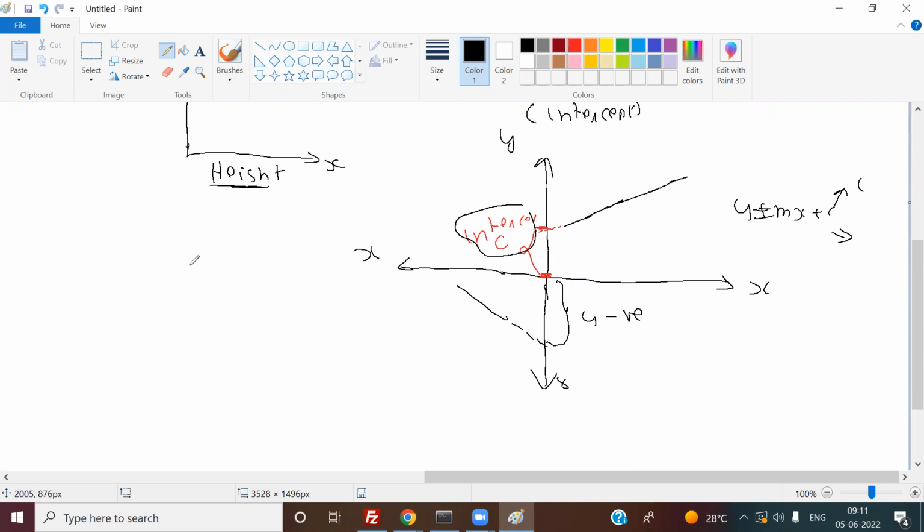But what does this intercept mean in real life? What does the intercept signify in real life? Why do we need to have C when we already have M?